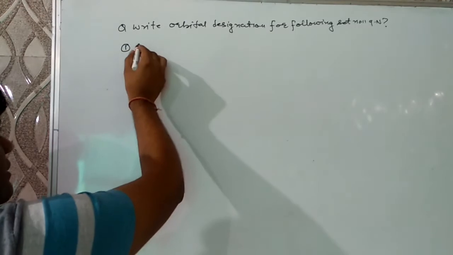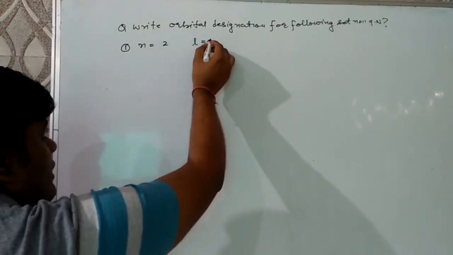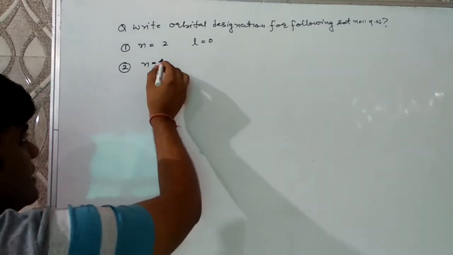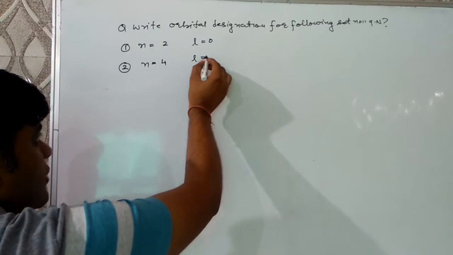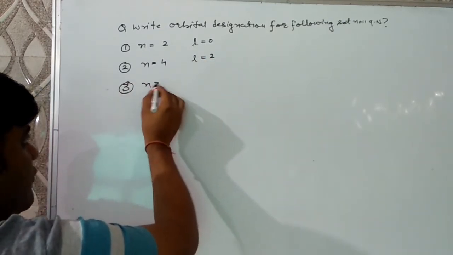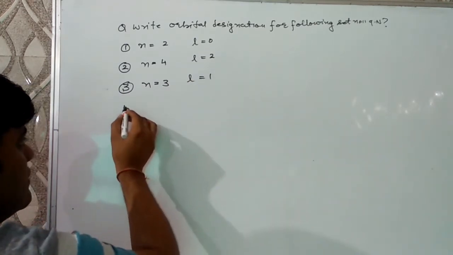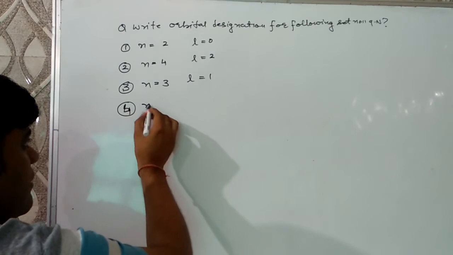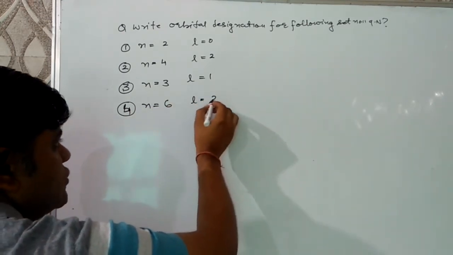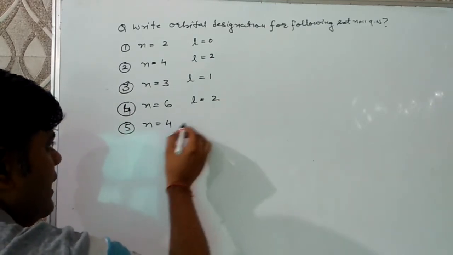Given that the principal quantum number is 2, the azimuthal quantum number is 0. Second is principal quantum number 4, azimuthal quantum number 2. Third is principal quantum number 3, azimuthal quantum number 1. Fourth one is principal quantum number 6, azimuthal quantum number 2. Fifth one is n equal to 4 and l is 3.